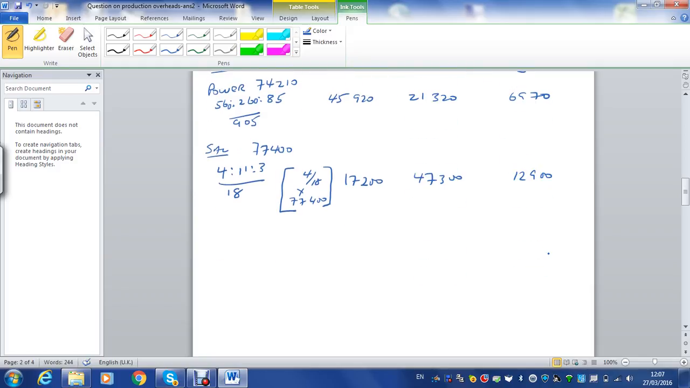Let's move down to the next one. The rent, heat and light has a total of 43,200, and again the ratio is 22:18:8, and the total there is 48. Similar maths, all multiplying by 43,200: you get 19,800, 16,200, and 7,200.